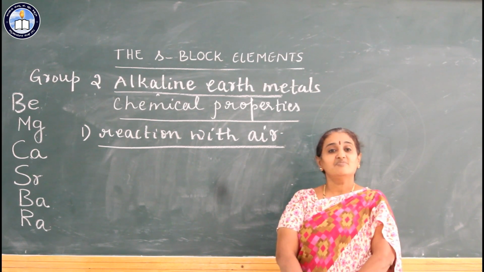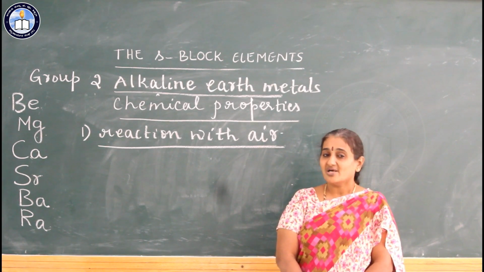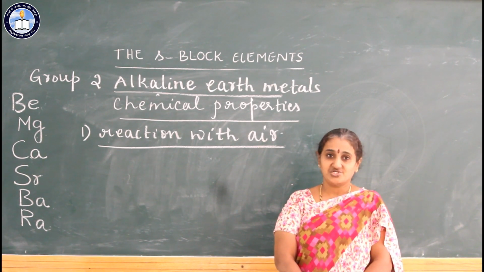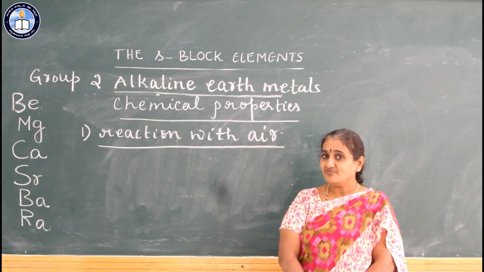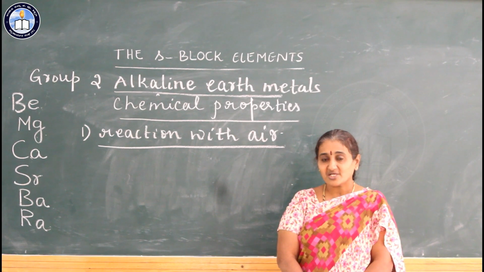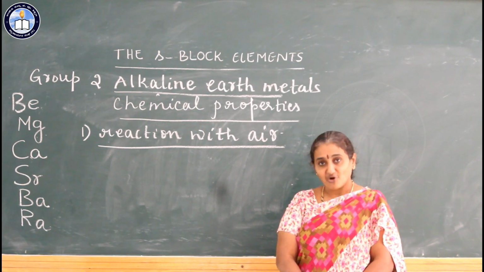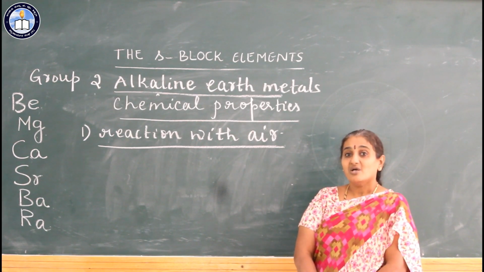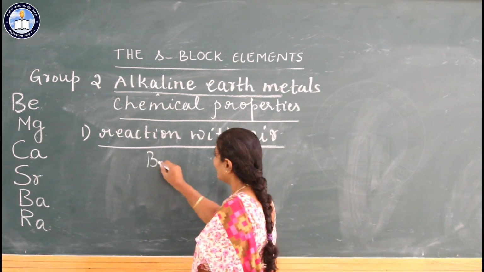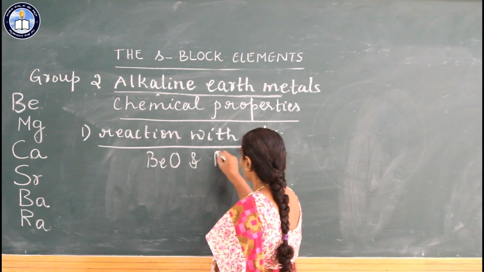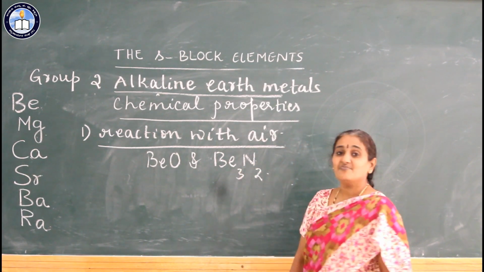In alkaline earth metals, beryllium and magnesium are inert to oxygen. But beryllium in powder form, when subjected to oxygen, burns brilliantly, forming the respective oxide and nitride. That is BeO, beryllium oxide, and Be3N2, beryllium nitride.